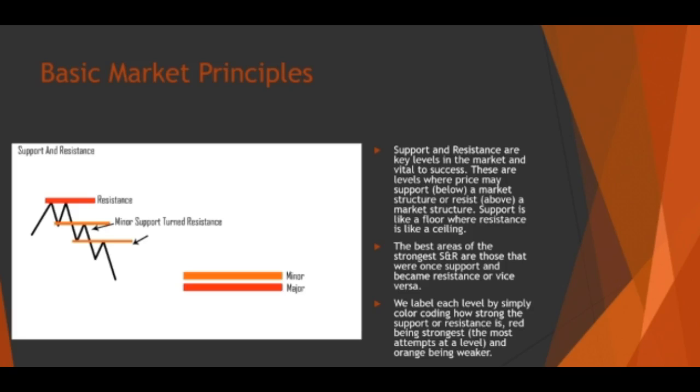So, first things first. Understand, support and resistance are key levels in the market, and they're so vital, as I said, to your success. And so these are levels where price may support, meaning it's below, or where the structure may resist, meaning it's above the overall market structure. Support is like a floor. Resistance is like a ceiling.